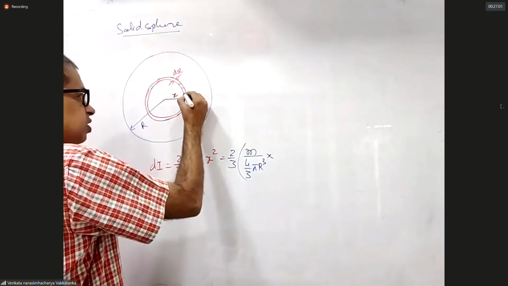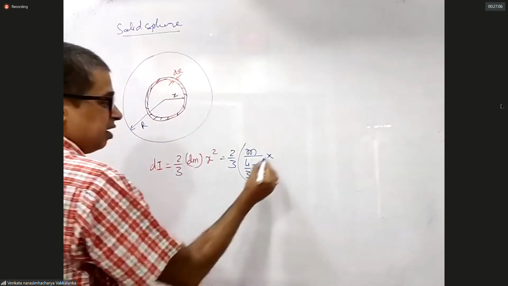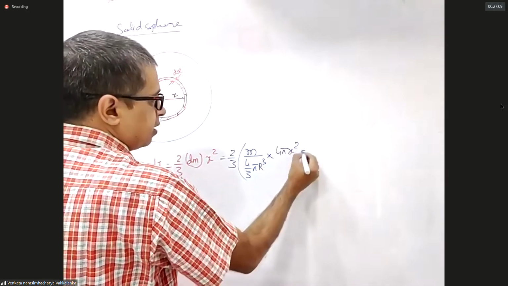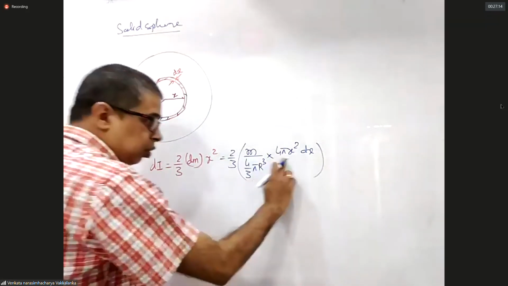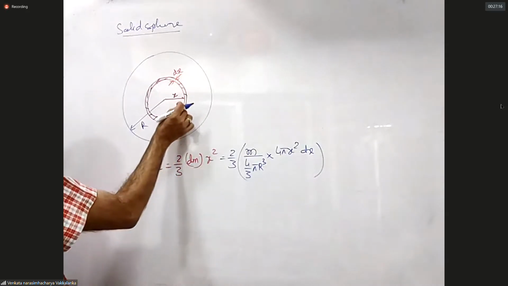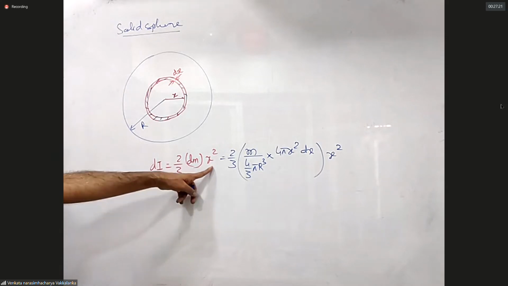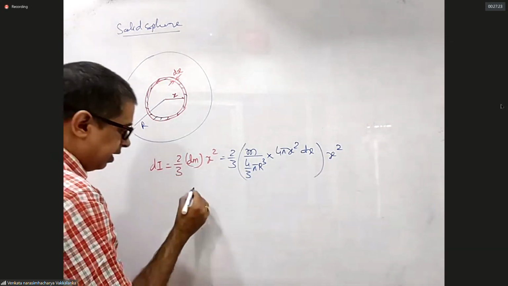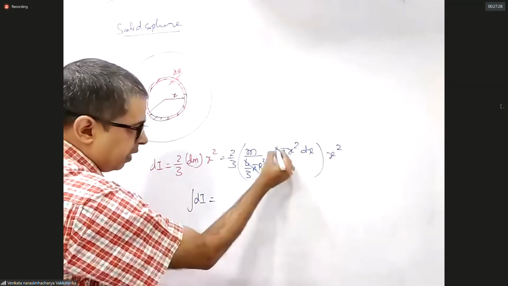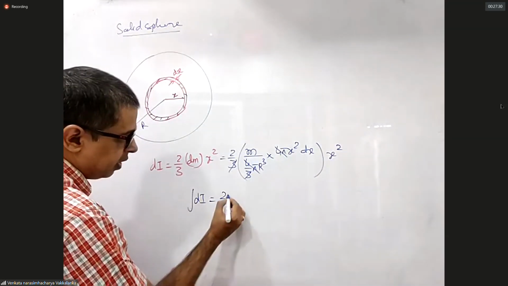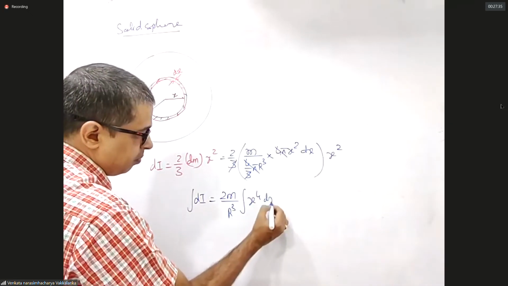How will you get the volume of this sphere? Surface area into thickness: 4 pi x square into dx. Mass per unit volume into volume of the shell. Volume of the shell is surface area into thickness. Integral of this will give me the answer: 2m by r cube, integral x to the power 4 dx.